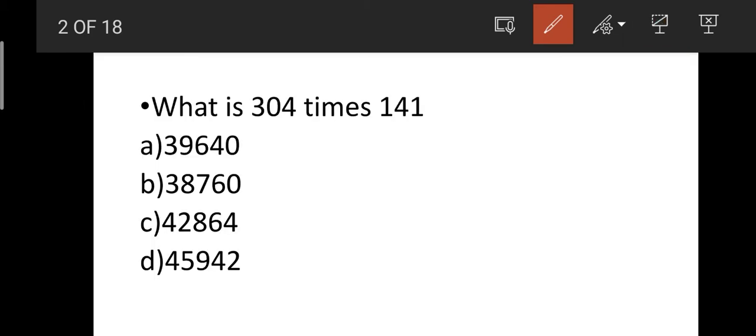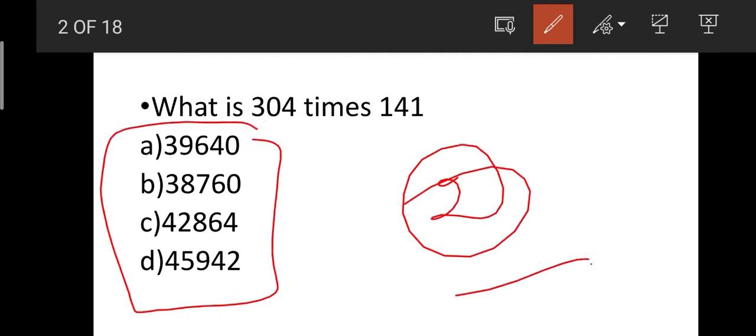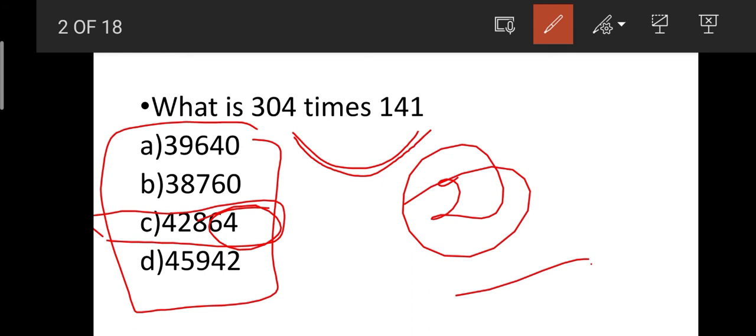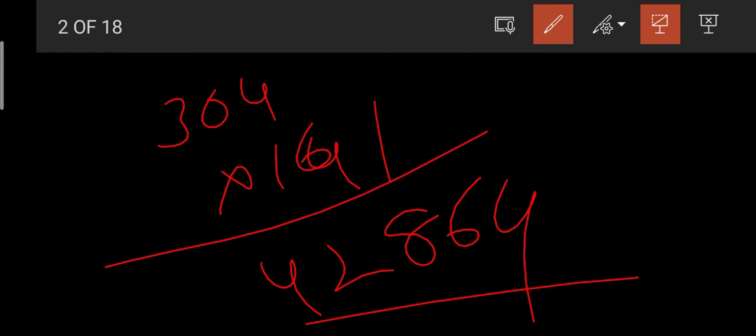But when we observe these options, we can get the answer within 2 seconds, isn't it? They have asked what is 304 times 141. So the number should end with 4, isn't it? If we observe, there is only one option, that is 42864. So your answer will be 42864. If you also calculate the same thing, 304 into 141, then you will also get the same answer, 42864.